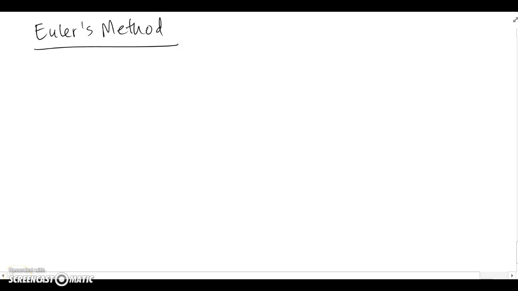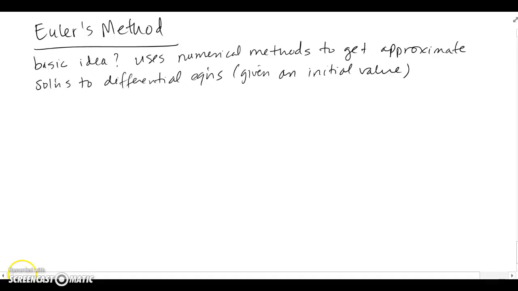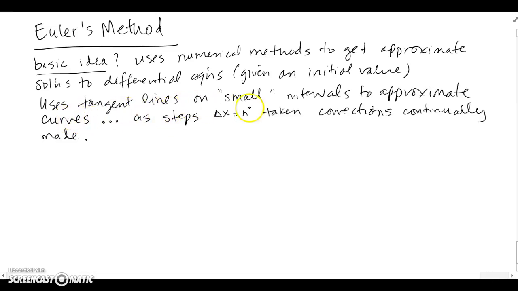Okay, let's review Euler's method. So we said the basic idea was that it uses numerical methods to get approximate solutions to differential equations given an initial value. So we're going to be looking at IVP or initial value problems. It's going to be using tangent lines on small intervals to approximate curves, and as delta x or h, little steps, are taken, moving to the right or to the left, continuous corrections are made.